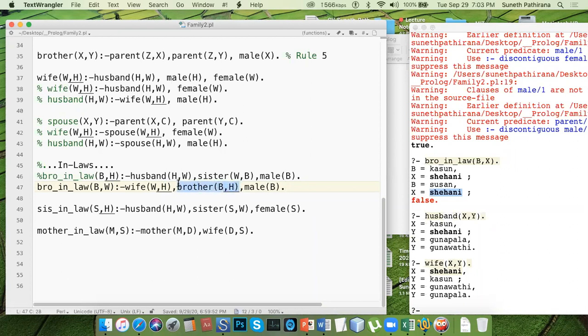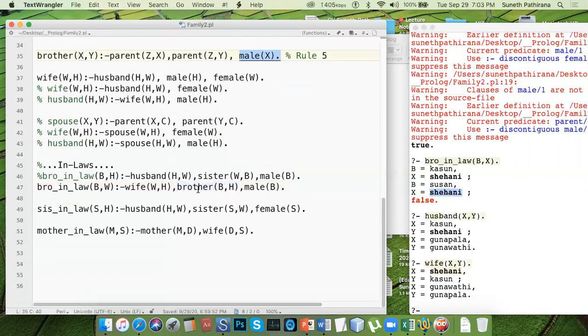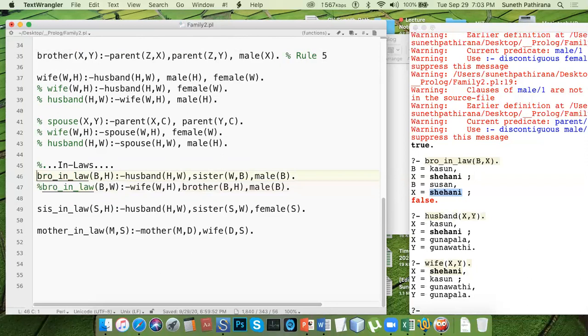So shall we swap these parameters? Brother, B, H, what is the relationship of brother? They must have the same parent, and the person who is claiming to be a brother must be a male person. It seems to be correct. What's wrong here then? Wife, which male B, and W. Shall we replace? Sorry, shall we check with the other relationship?